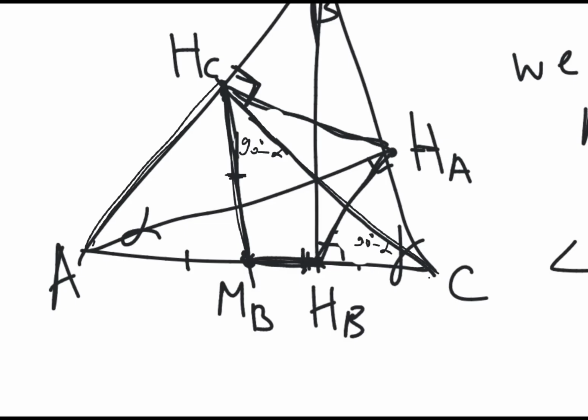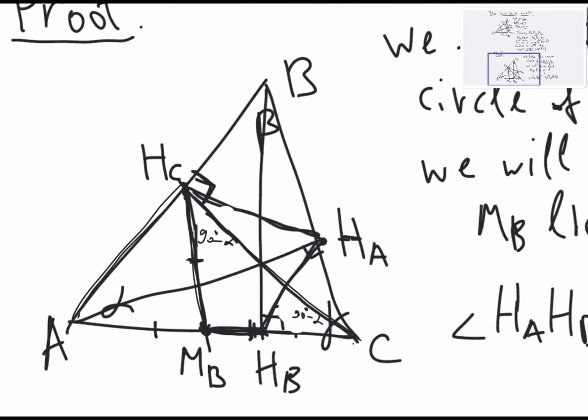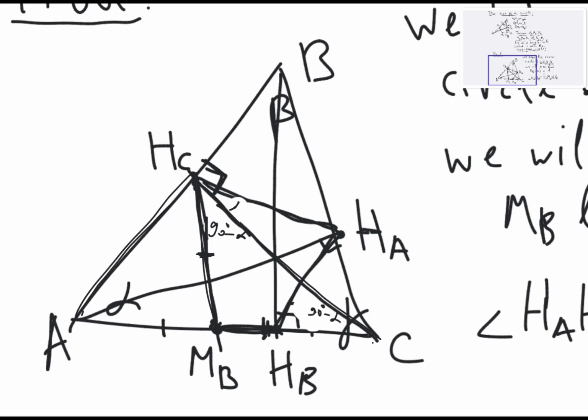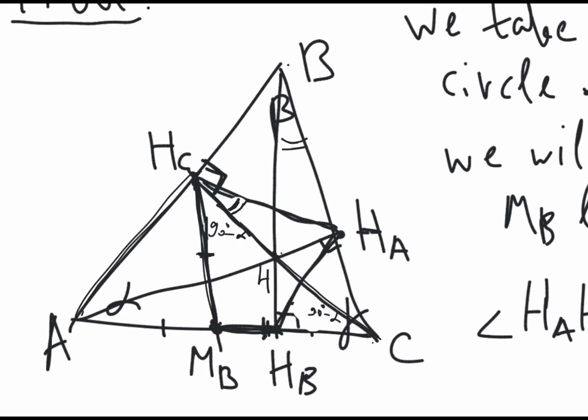And then we calculate this angle. This angle is equal to this angle because the quadrilateral HCBHAH, so this is H, is cyclic, because the two opposite angles are 90 degrees, right? HC and HA, these two opposite angles are 90 degrees, so the sum of them is 180, so it's cyclic.